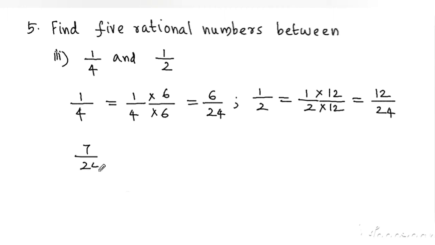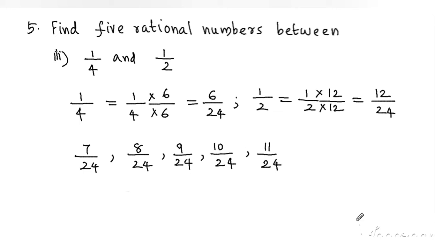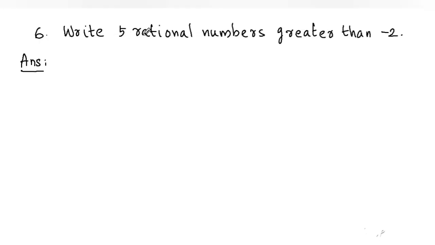So we can take the rational numbers as 7 by 24, 8 by 24, 9 by 24, then 10 by 24 and 11 by 24. You can take any other common multiple, and you will also obtain rational numbers. Infinitely many rational numbers are there, so you can take any common multiple as the denominator.